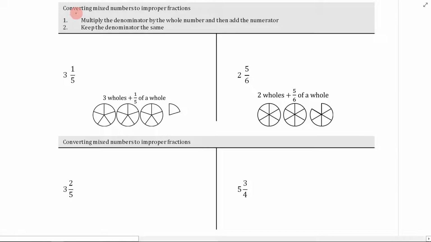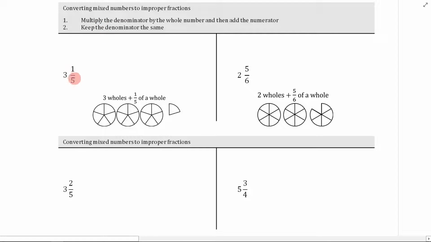We're now going to learn how to convert mixed numbers to improper fractions. And here are the instructions. Step 1, multiply the denominator by the whole number and then add the numerator. And then step 2, keep the denominator the same. All right, let's look at an example and it will make sense out of these instructions here.